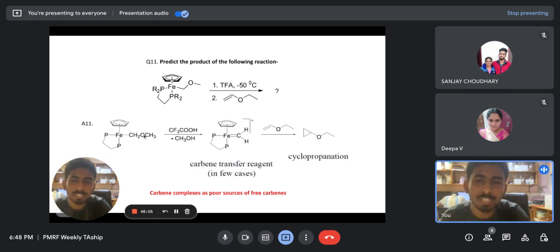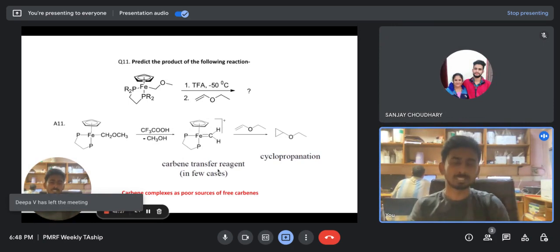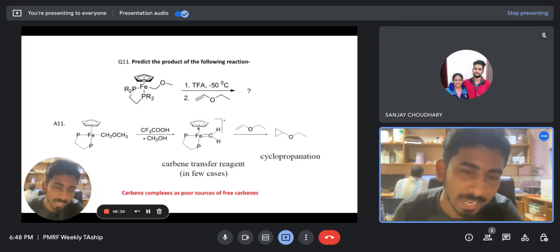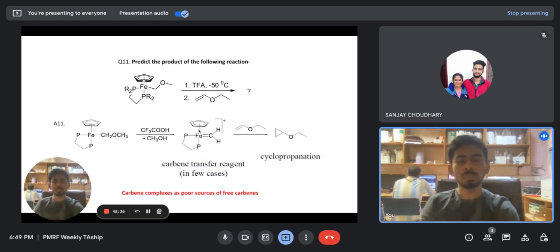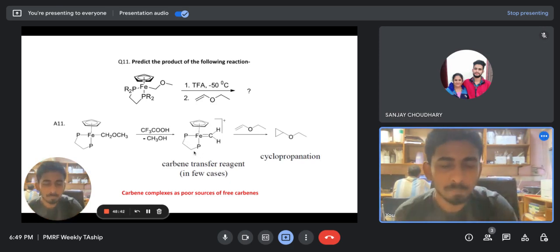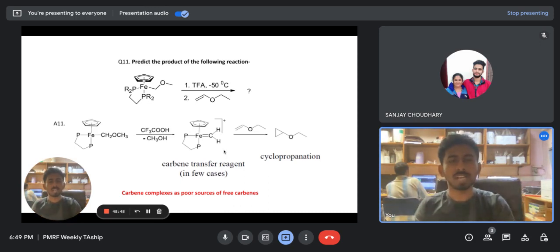Whenever it is protonated, this OMe group will be liberated as methanol, and this bond will be cleaved to give an Fe=CH2 double bond, which will be a cationic group. This is termed a carbene transfer reagent. Why is it so? This is a Fischer-type carbene compound, because you can see this iron center is bound to Cp, which is electron donating, and the phosphorus ligands have high electron donation but very low electron withdrawing property. And this carbon has no heteroatom substituents.